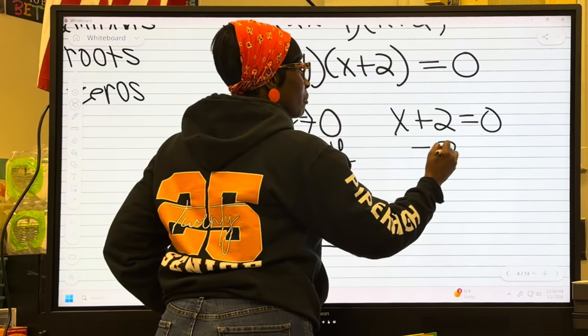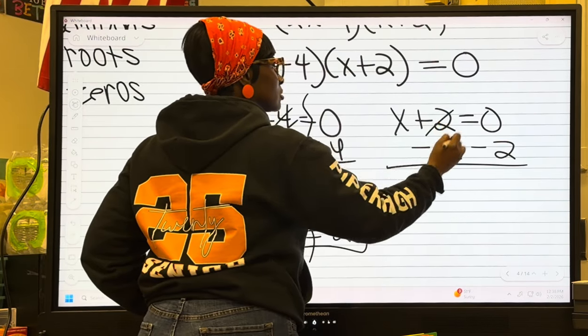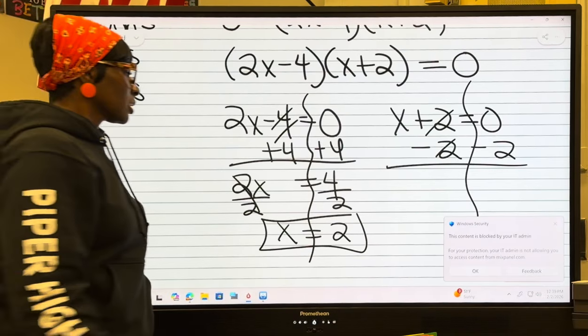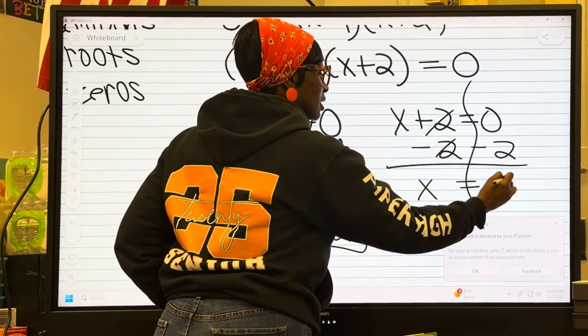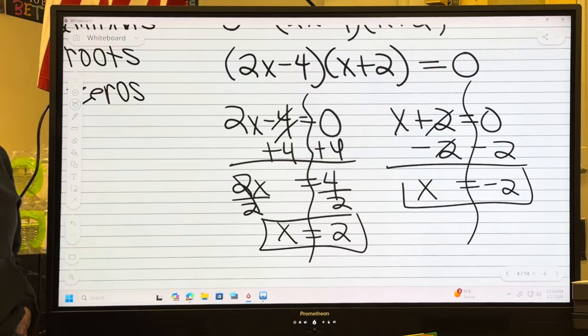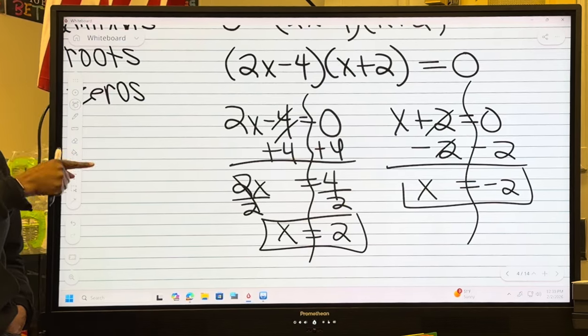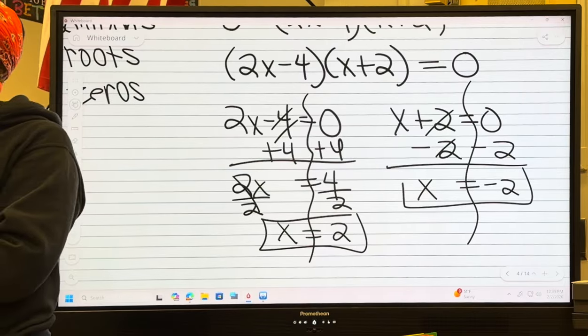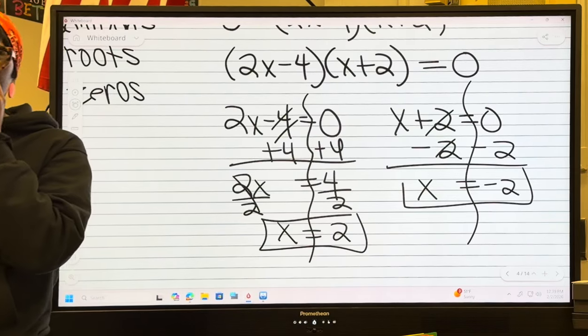What do you do? Minus 2, minus 2. Right? What do we end up with? x equals negative 2. So we got 2 solutions here. We got positive 2 and we got negative 2. Will it always end up being positive 2 and negative 2? Like if you got a positive 3, it's going to be negative 3, or a positive 5, you're going to get a negative 5. Is it always going to be that way?